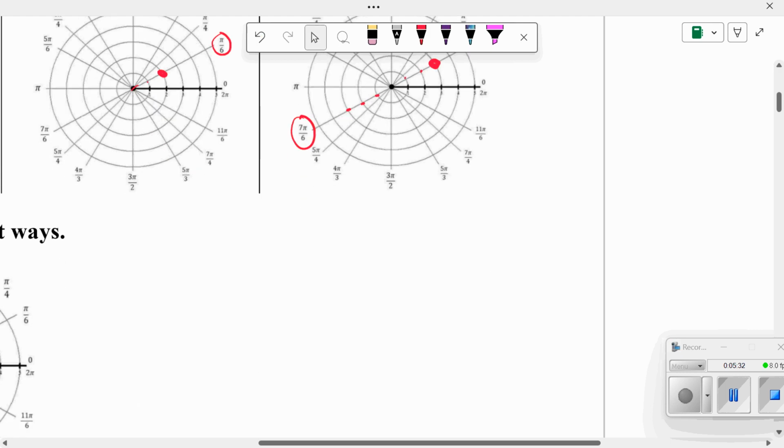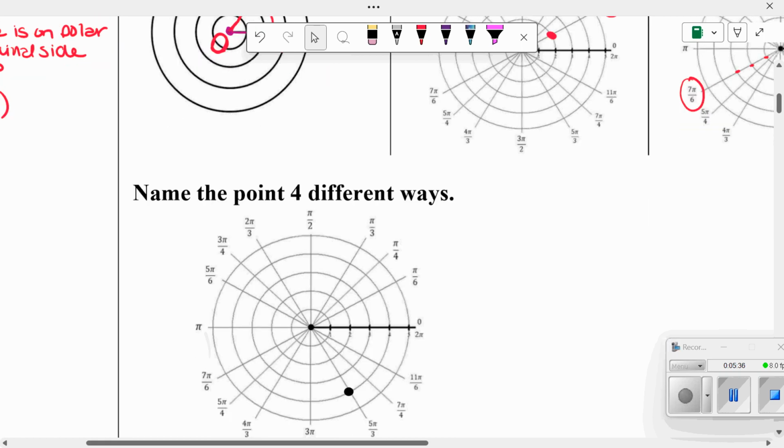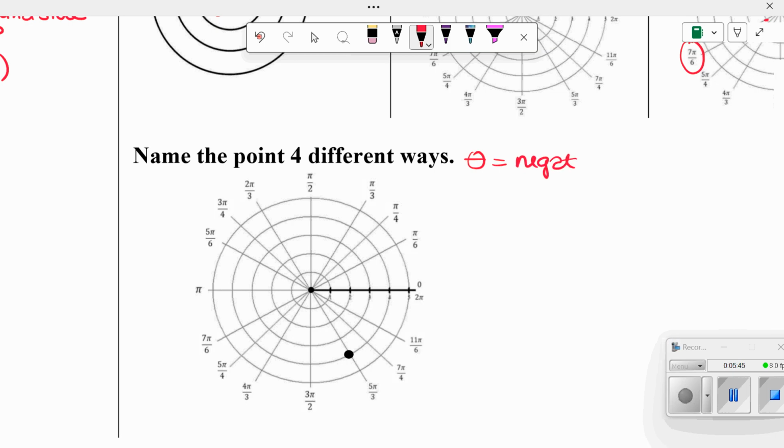Now, not only can r be negative, but theta can also be negative too. So theta can be negative and r can be negative. So we already know when theta is negative that we have to go clockwise. We've known this for a long time, no different there. All right, so here's our point right here on our graph. So I want to come up with 4 different ways to talk about this exact same point.